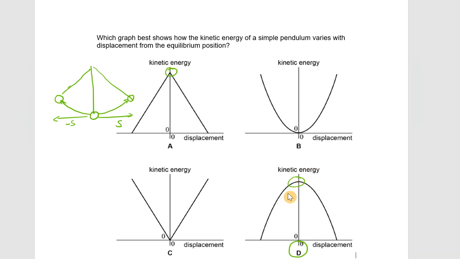These two graphs do, but the shape of the graph is that sort of half a sine curve, or quarter of a sine curve even. So, the answer is D.